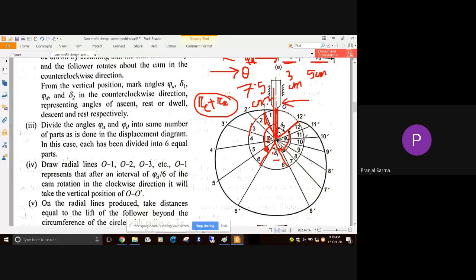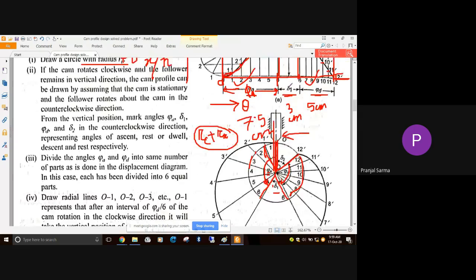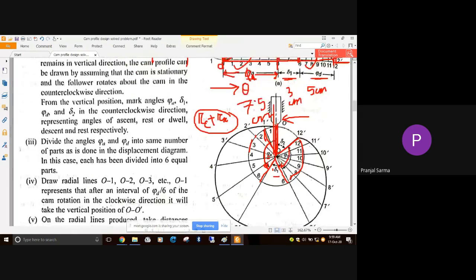Next, once again, this much is our descent stroke angle, and in the displacement diagram also we have made 6 divisions. So you mark the 100 degrees with 6 equal space divisions and join the lines. Okay, so these lines are being joined and divisions are being done. Again, in the dwell we don't have to do anything.